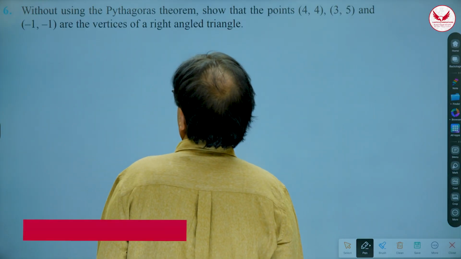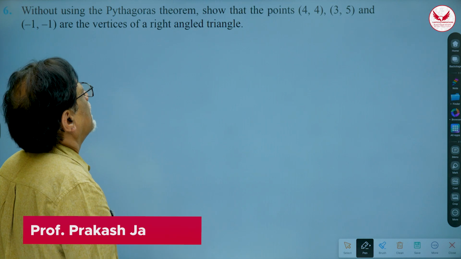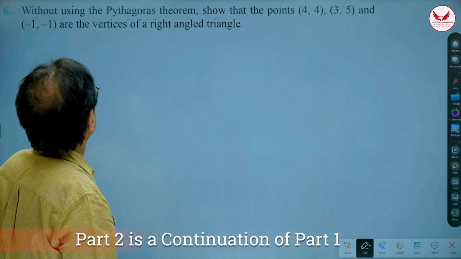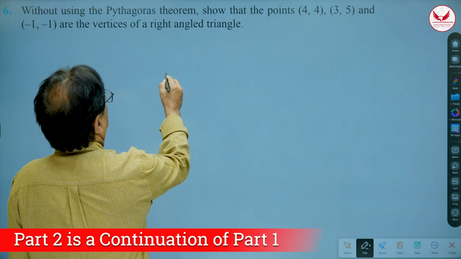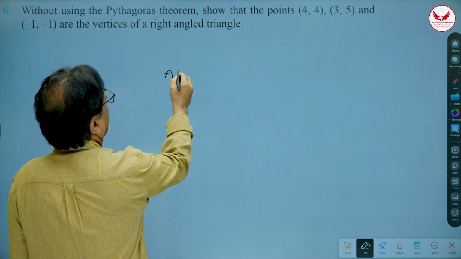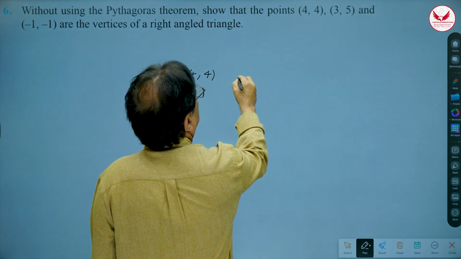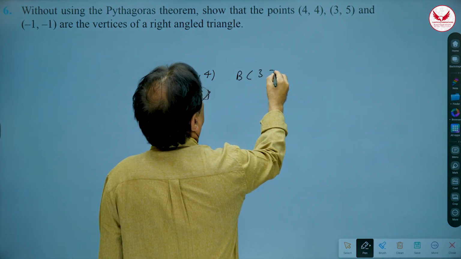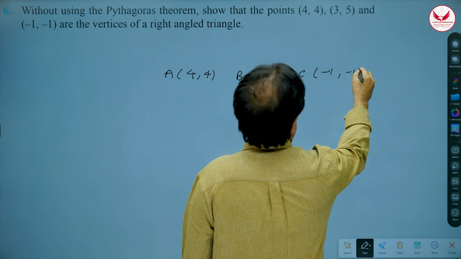Now you have a very interesting problem. Without using Pythagoras theorem, show that the points form the vertices of a right angle triangle. So there are three vertices given: A (4, 4), B (3, 5), C (-1, -1).